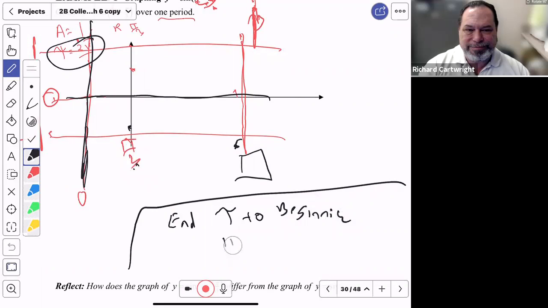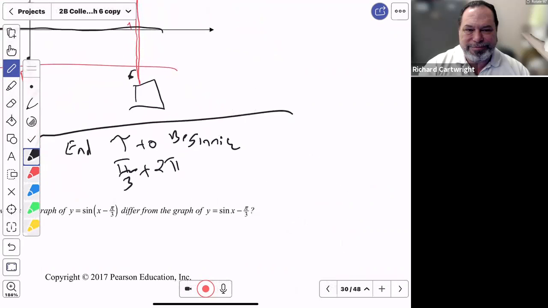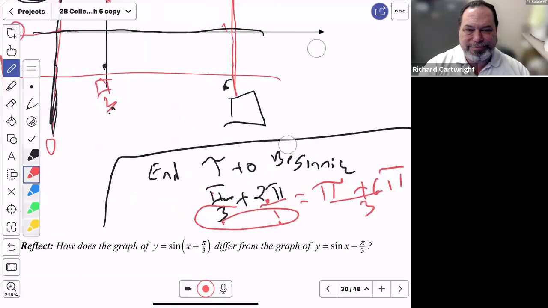I want to add my period to the beginning. So pi over 3 added to how long will it take to finish? 2 pi. And how do I do that math? I put a 1 under here. They're not the same denominator. So 1 times pi is pi. 3 times 2 pi is 6 pi. So I'm adding 6 pi divided by the product of the two denominators, 3. That turns into 7 pi over 3. This one starts at pi over 3 and ends in 7 pi over 3.